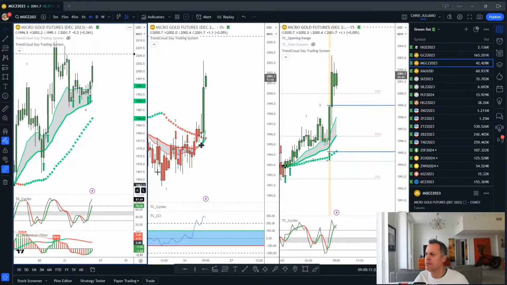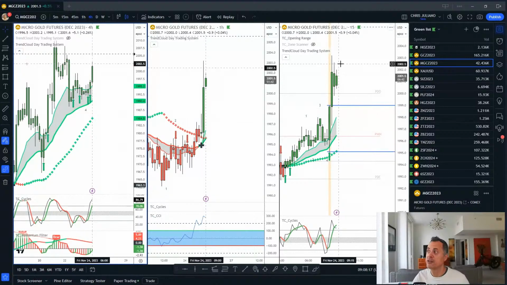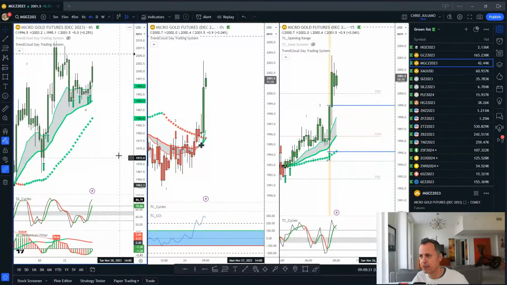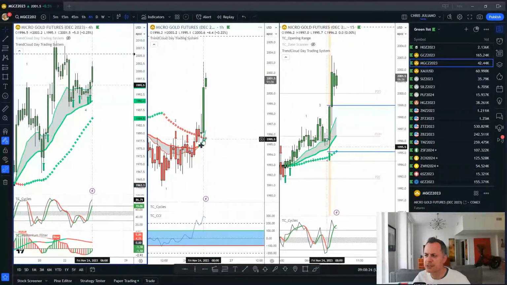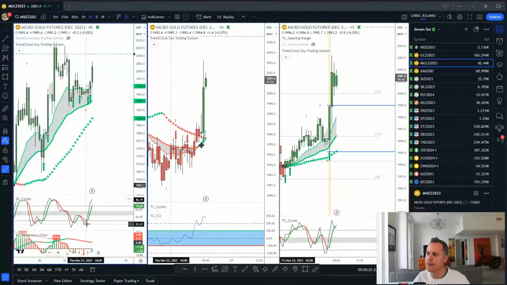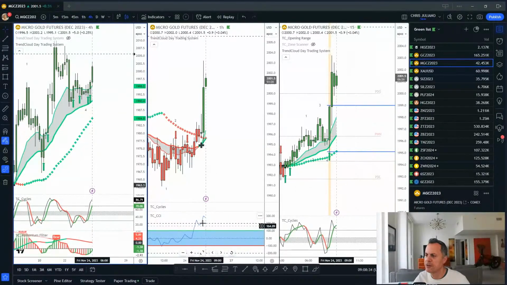Uptrend on the high time frame, uptrend on the middle time frame, uptrend on the low time frame. All three time frames are in alignment with trend. Very good. TrendCloud makes it very easy to see. We're also cycling up, and momentum is up on the high time frame. Good. Momentum is also up on the middle time frame.